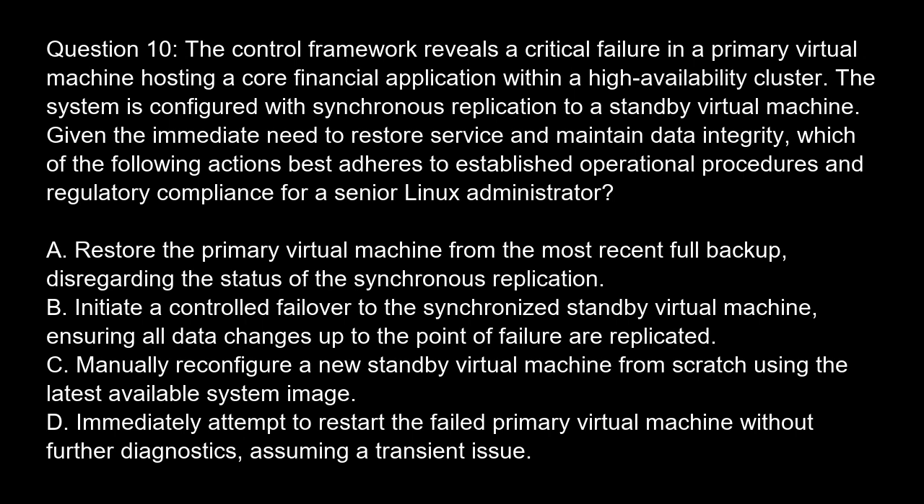Option A. Restore the primary virtual machine from the most recent full backup, disregarding the status of the synchronous replication. Option B. Initiate a controlled failover to the synchronized standby virtual machine, ensuring all data changes up to the point of failure are replicated. Option C. Manually reconfigure a new standby virtual machine from scratch using the latest available system image. Option D. Immediately attempt to restart the failed primary virtual machine without further diagnostics, assuming a transient issue.